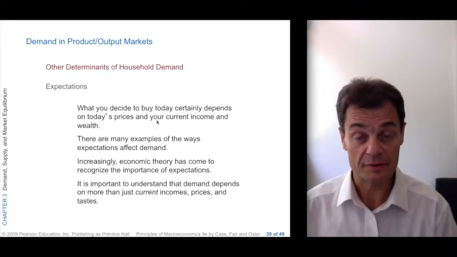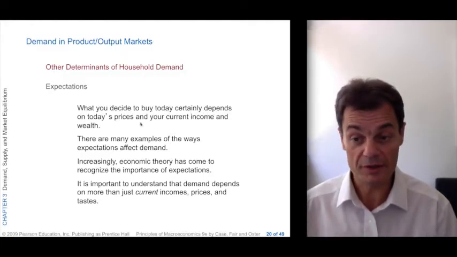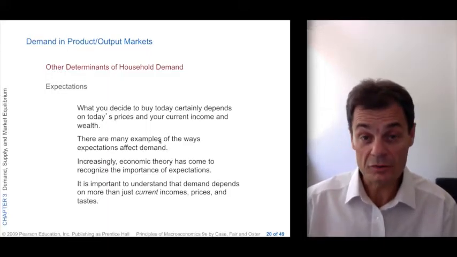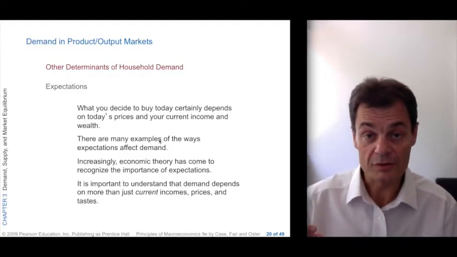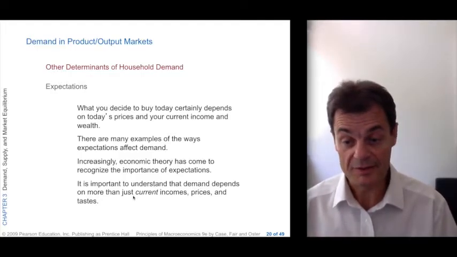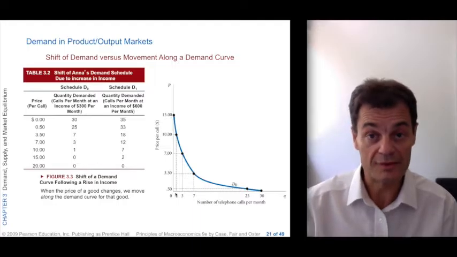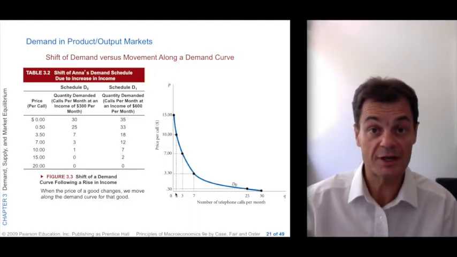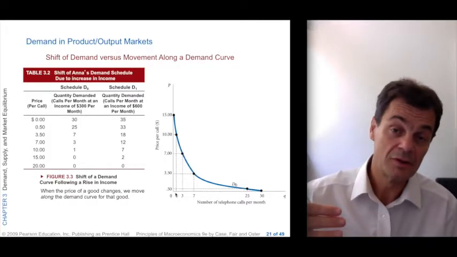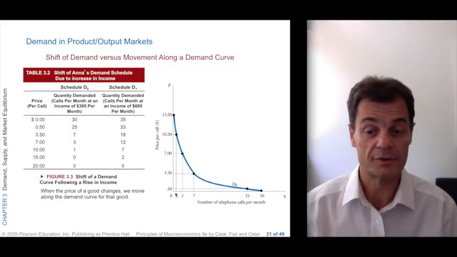Finally, expectations are the last element that influences demand. What you decide to buy today certainly depends on today's price and your current income and wealth, but there are also elements of the future that will influence your decision. It is important to understand that demand depends on more than just current income, prices and taste. It will also depend on what you hope to get in the future. If you think that you will obtain a salary increase, you will be inclined to spend more today because you expect to become more wealthy in the future.